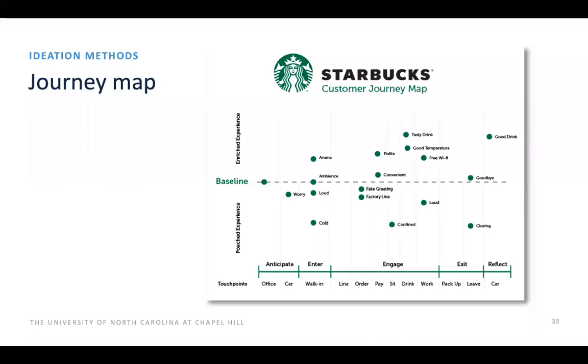And then they have this chart above where an enriched experience is positive, a poached experience is negative, and they offer different factors that could contribute to a positive or negative experience at each one of those different stages. And so if you enter Starbucks, things that might enhance your Starbucks experience include the aroma. You smell it and it smells great.